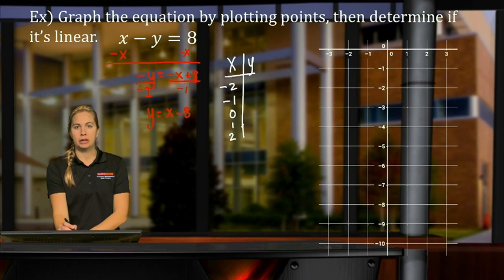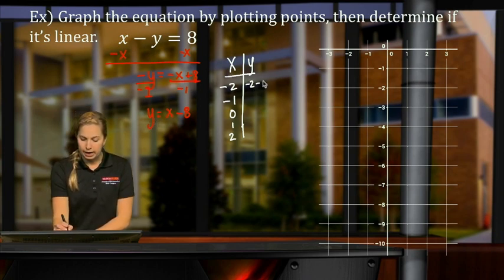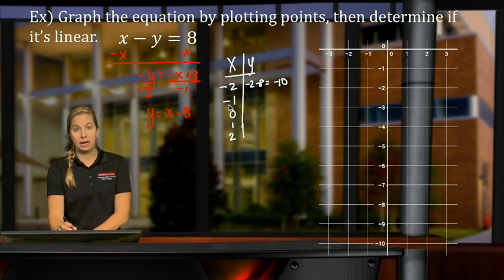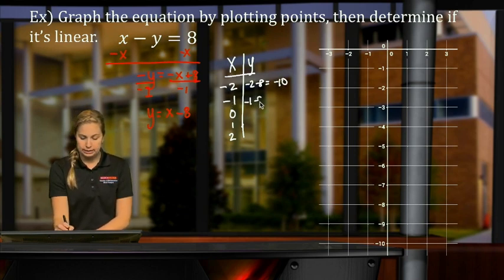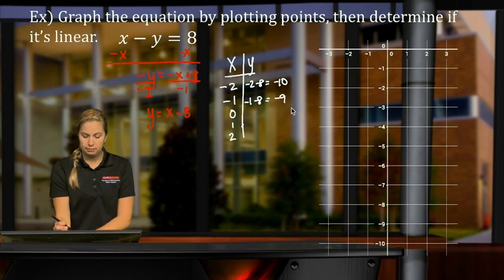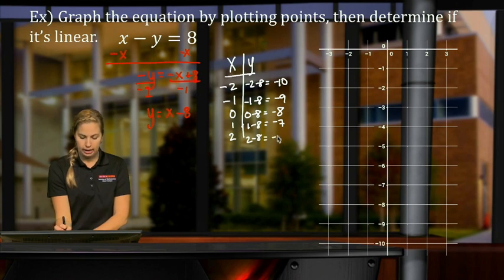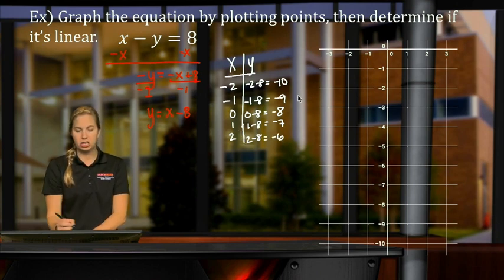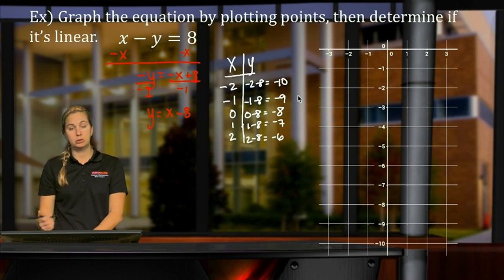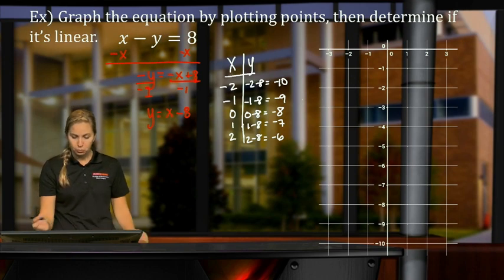So now we take our values of x, we plug them in. -2 minus 8 is equal to -10. When I plug in x equals -1, -1 minus 8 is -9. 0 minus 8 is -8. 1 minus 8, -7. 2 minus 8, -6. And this generates the 5 ordered pairs we will use to graph this equation.